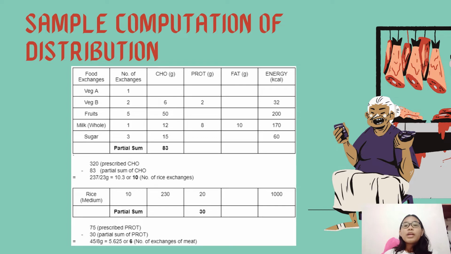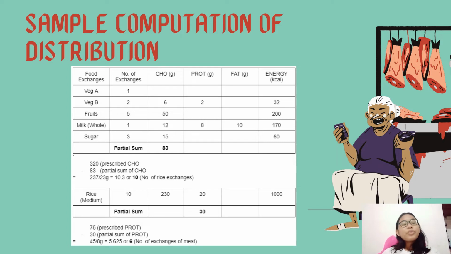For fruits, it has 5 number of exchanges, which has 50 grams of carbohydrates and 200 kilocalories of energy. For milk, we categorize it as whole milk, which has 1 number of exchanges, 12 grams of carbohydrates, 8 grams of protein, 10 grams of fat, and 170 kilocalories of energy. For the sugar, it has 3 number of exchanges, 15 grams of carbohydrates, and 60 kilocalories of energy. For the partial summation, we have 83 grams of carbohydrates. It will then be deducted from the prescribed carbohydrates, which is 320.